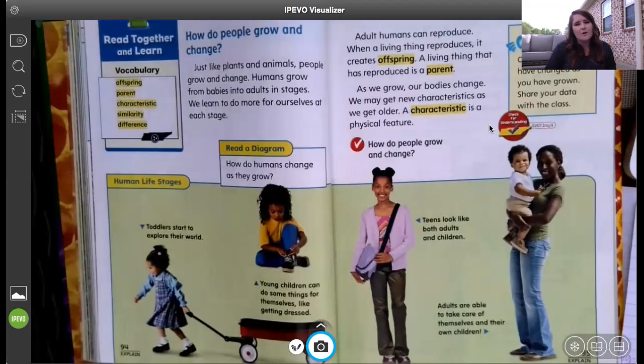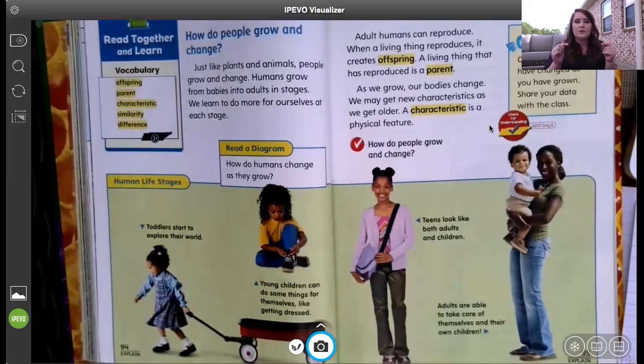So, just like we talk about character traits of a person in a story, we also have characteristics that are physical features. So, how do you look? Look at your hair, look at your eyes, your nose, your mouth, your whole body. We have physical features or characteristics, the way that we look. So we don't look the same. When we were a baby and we first came home from the hospital, we don't look like that anymore. Our physical features, our characteristics are always changing.